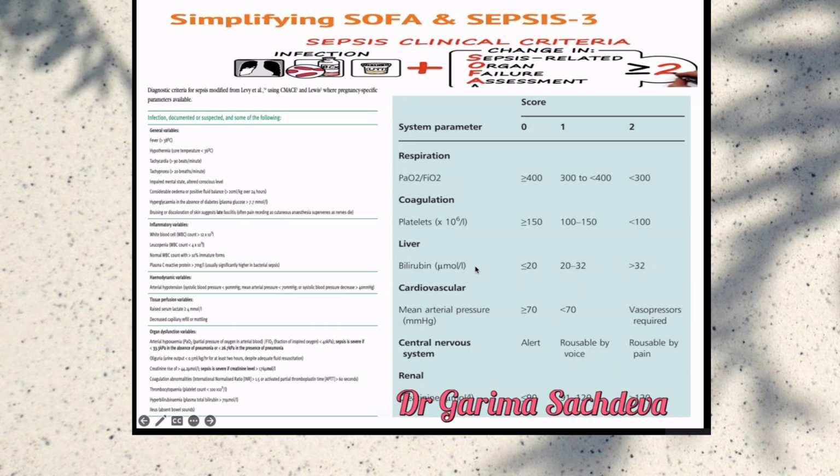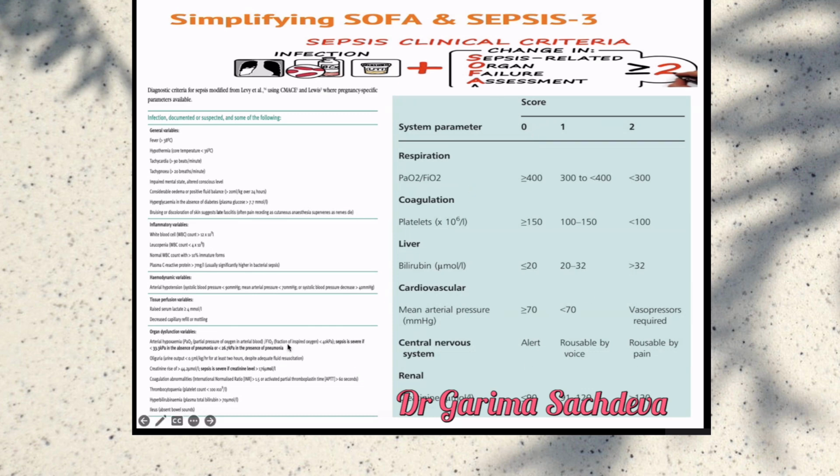Bilirubin is in micromole per liter, around 30. We do not use this, we use mg per dl, so we will have to convert it. Creatinine less than or equal to 90 or more than 120. So I have not seen any question where you have to calculate the SOFA score. Just be aware that there is a score like SOFA, and it is used for the sepsis definition.